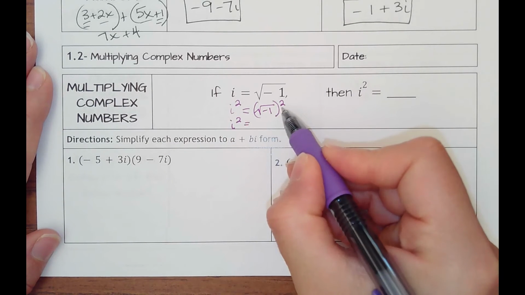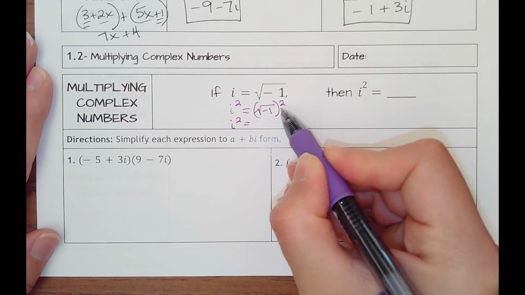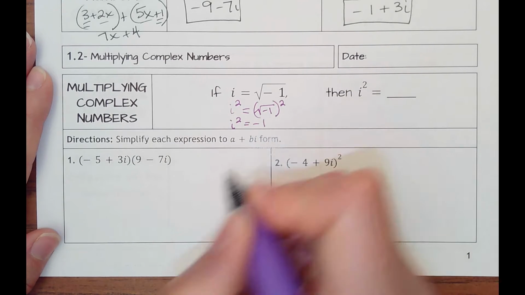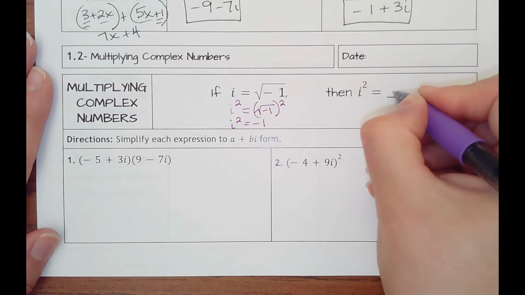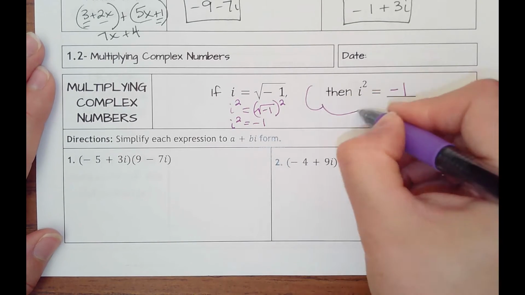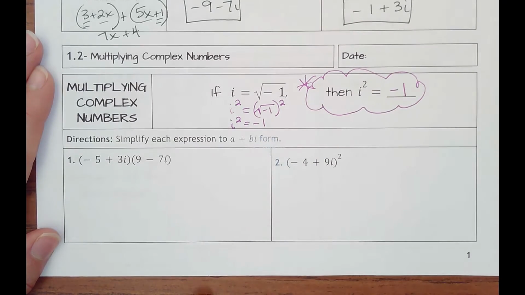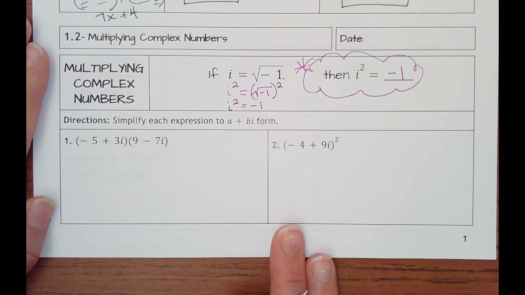What happens with a square and a square root? They are inverse properties of each other, so they cancel out, and we're left with the inside, which is -1. So i squared is equal to -1. You have to remember this. Okay, i squared is -1.